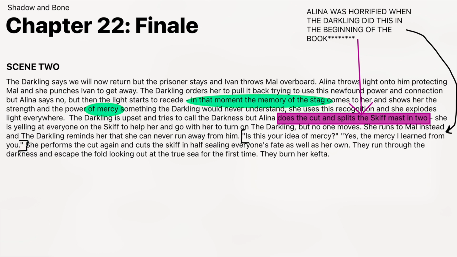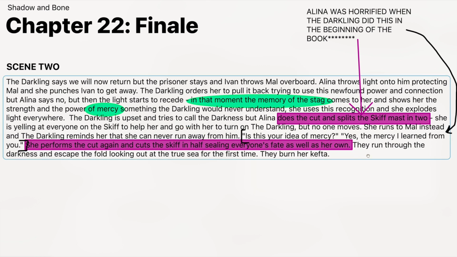She performs the cut again and cuts the skiff in half, sealing everyone's fate as well as her own. They, meaning Alina and Mal, run through the darkness and escape the fold, looking out at the true sea for the first time, and they burn her kefta as a symbolic end. So that is the end of the book before we get to the epilogue.